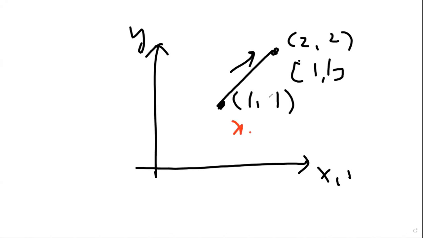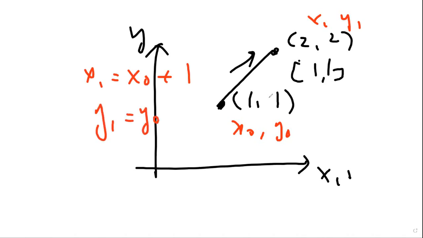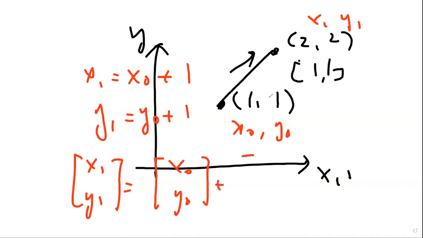So this one is x naught, y naught, and this is x1, y1. Your x1 should be x naught plus 1, and your y1 should be y naught plus 1. So your x1, y1 vector is the x naught, y naught vector plus a (1, 1) vector. This we call the displacement vector. It's how much you travel from the original point to a destination point. Is that okay so far? No question. Okay, that's fine.